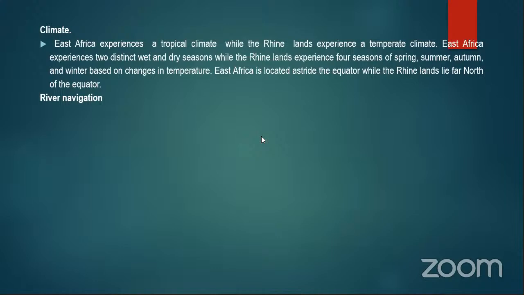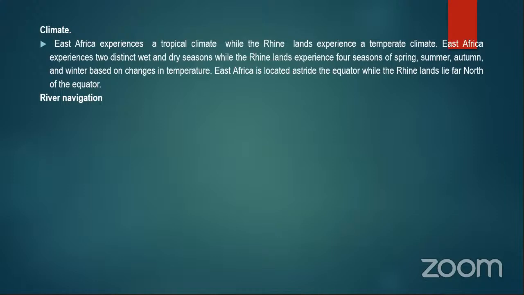Then, when we talk about river navigation, most of the rivers in East Africa are not good for navigation. Members, we have many rivers in East Africa. We are saying most rivers are not good for navigation, while most of the rivers in the Rhinelands are good for navigation. Why do you think most of our rivers are not good for navigation, members?